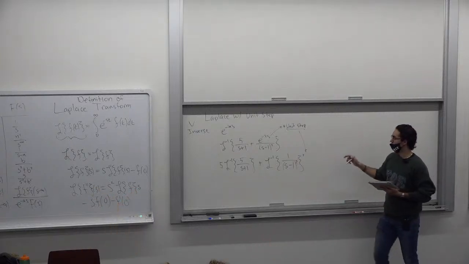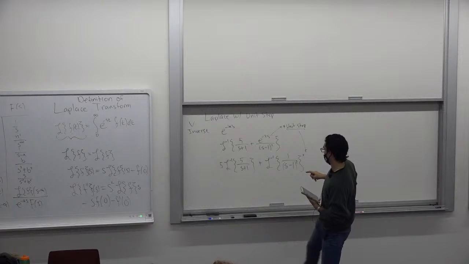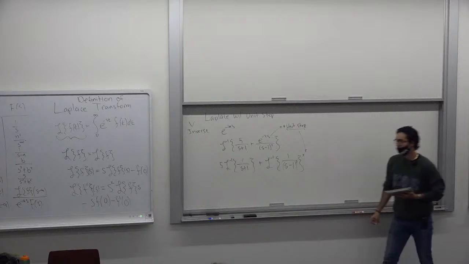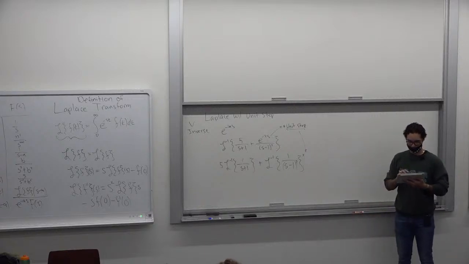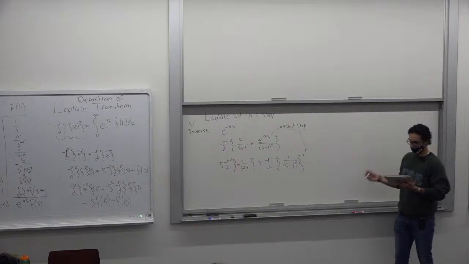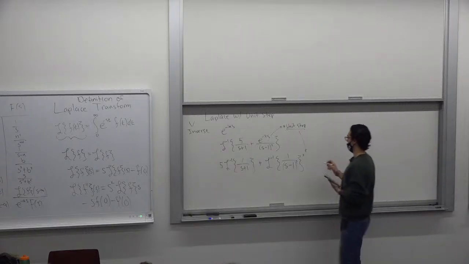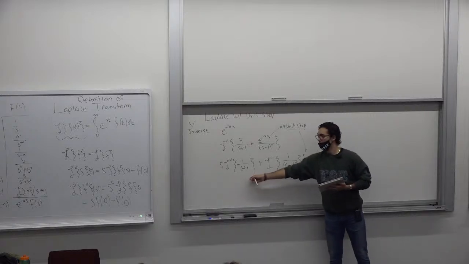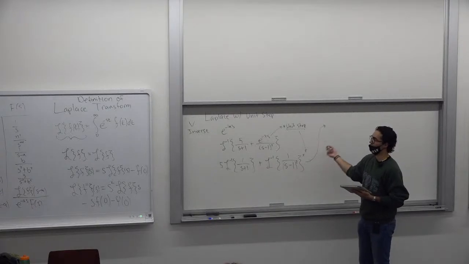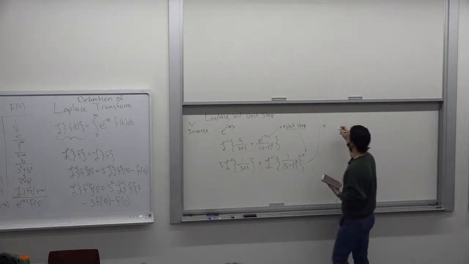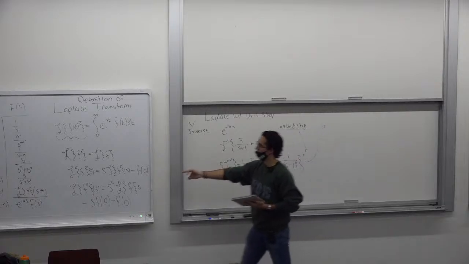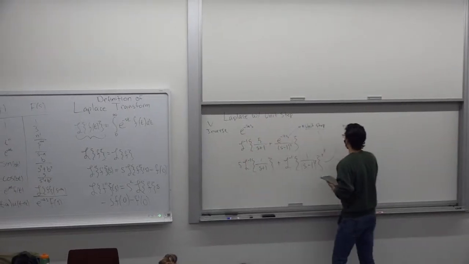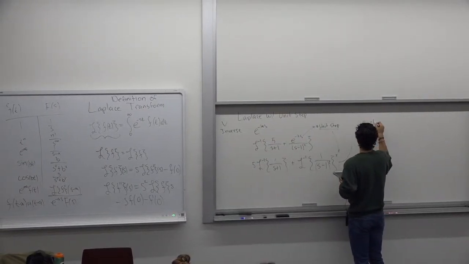First term is 1 over s plus 1, right? You took out 5. Alright, so now watch this. This term, 5 e to the negative t, is easy. It's just this right here, 1 over s minus a. A is negative 1. 5 e to the negative t.